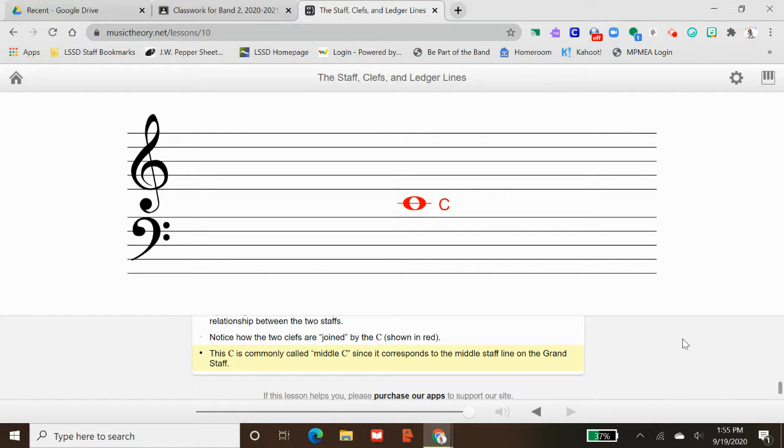Okay, so this is an overview. Look ahead to the next lesson about naming the notes on the lines and the spaces with your own made up sayings or using the ones that I use all the time.